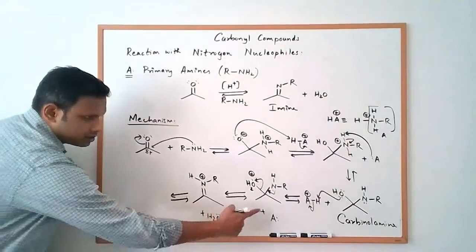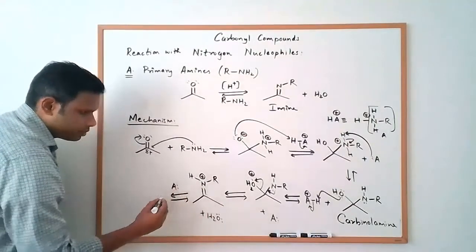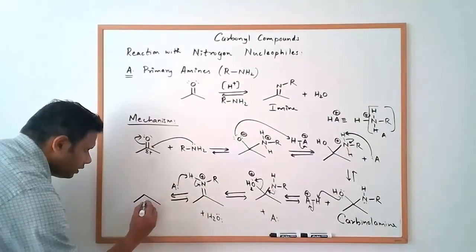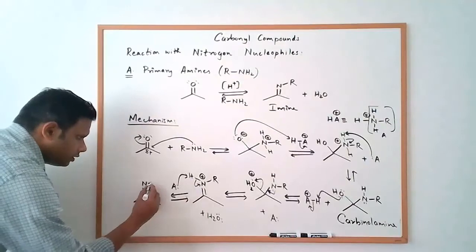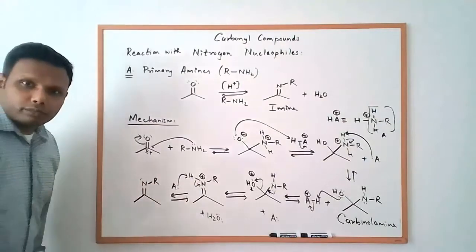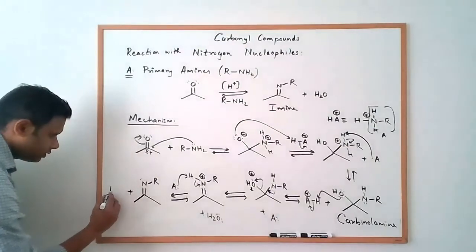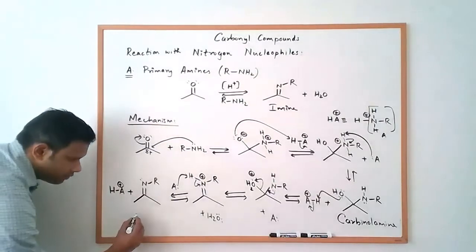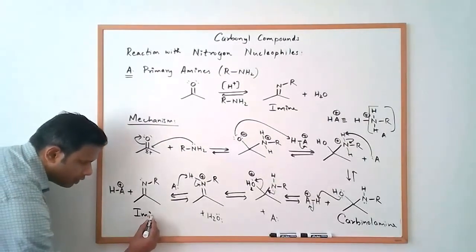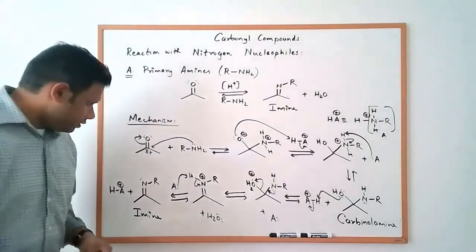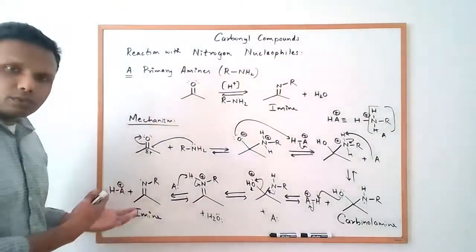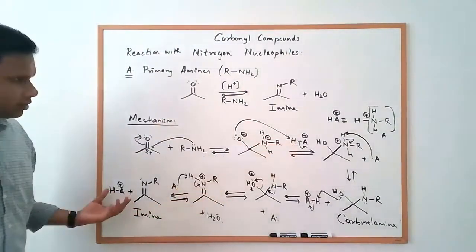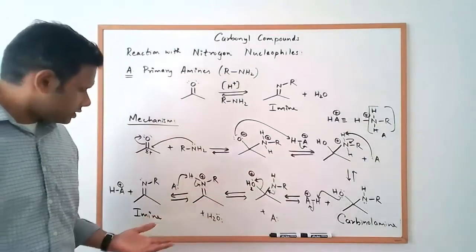From this intermediate here, the A over there, which is our base, will come and help deprotonate. And so we'll get the double bond to N, R, and a lone pair on that nitrogen, plus HA with a positive charge. If you look at it, we have now generated our imine. The acid has been regenerated. We started by using an acid there, and now we've regenerated that acid, so that acid can cycle back.